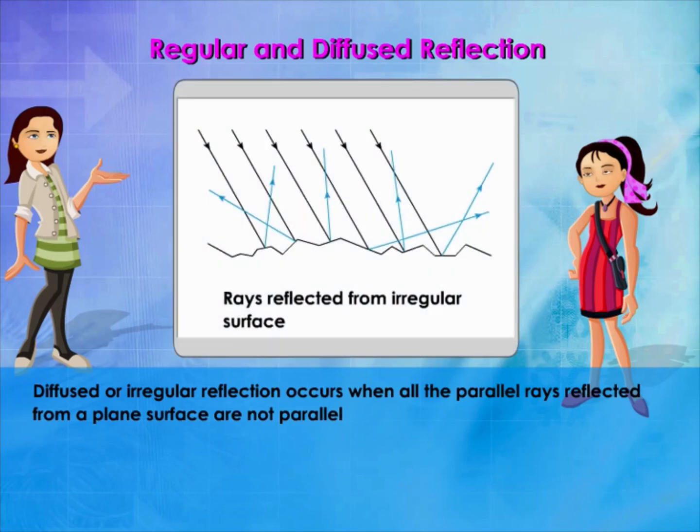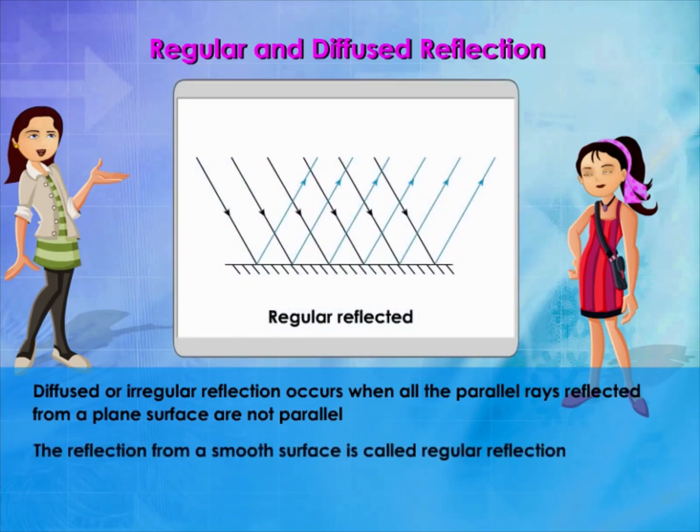Remember that the diffused reflection is not due to the failure of the laws of reflection. It's caused by the irregularities in the reflecting surface, like that of a cardboard. On the other hand, reflection from a smooth surface, like that of a mirror, is called regular reflection. Images are formed by regular reflection.